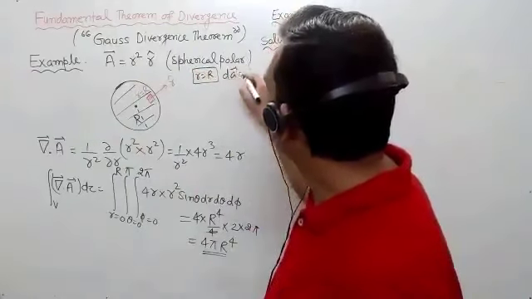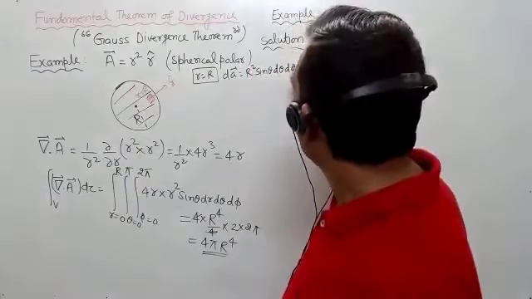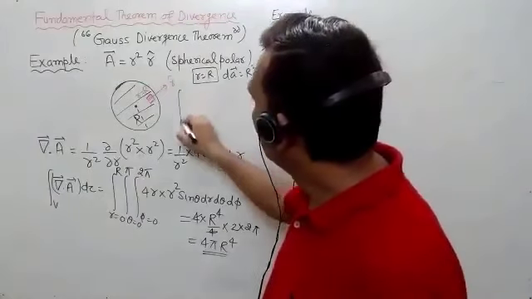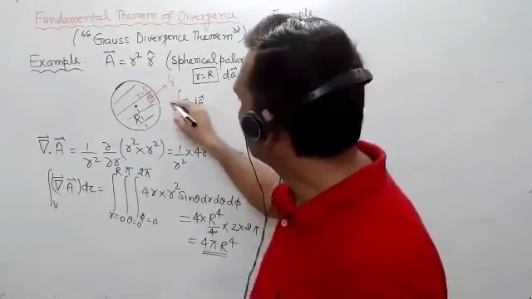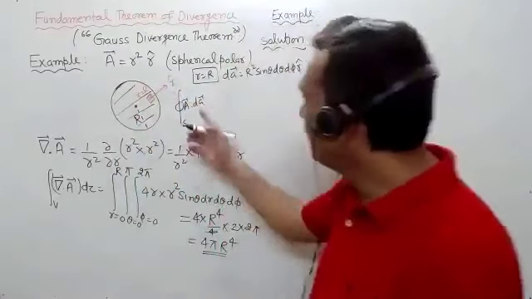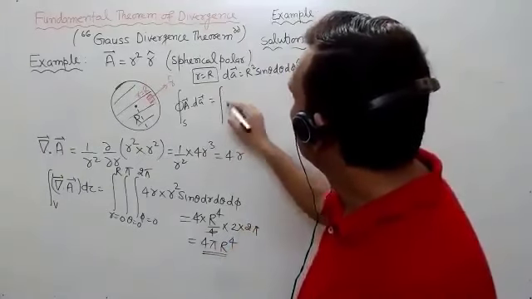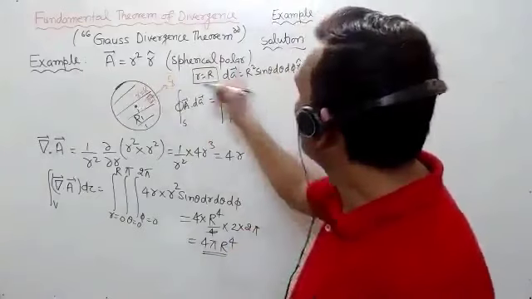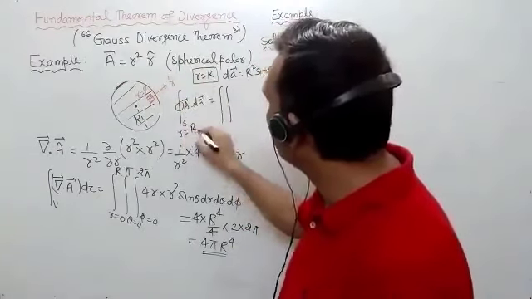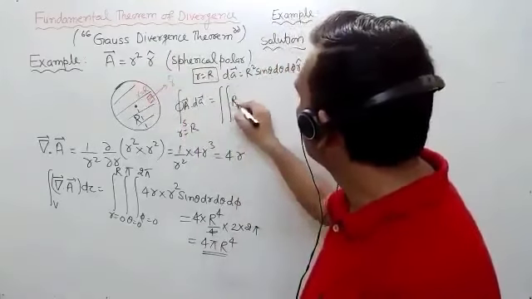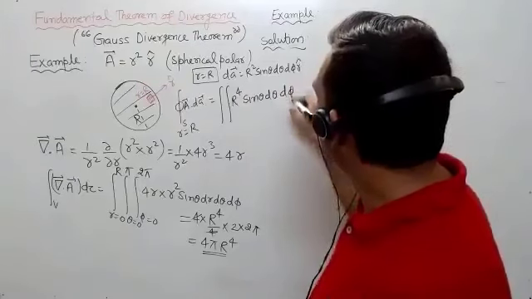dA is capital R square sine theta d theta d phi r cap. So what will be the surface integral A dot dA? It is a closed surface integral, because this volume is surrounded by a closed surface. So that will give you closed A dot dA. If you take the dot product, and this small r is capital R, because you have to find at r is equal to capital R, you will get R power 4 sine theta d theta d phi.